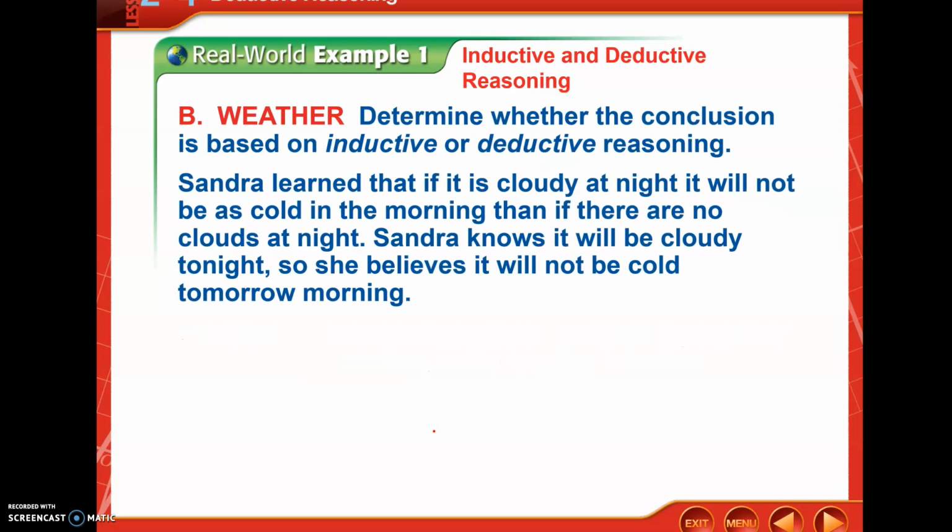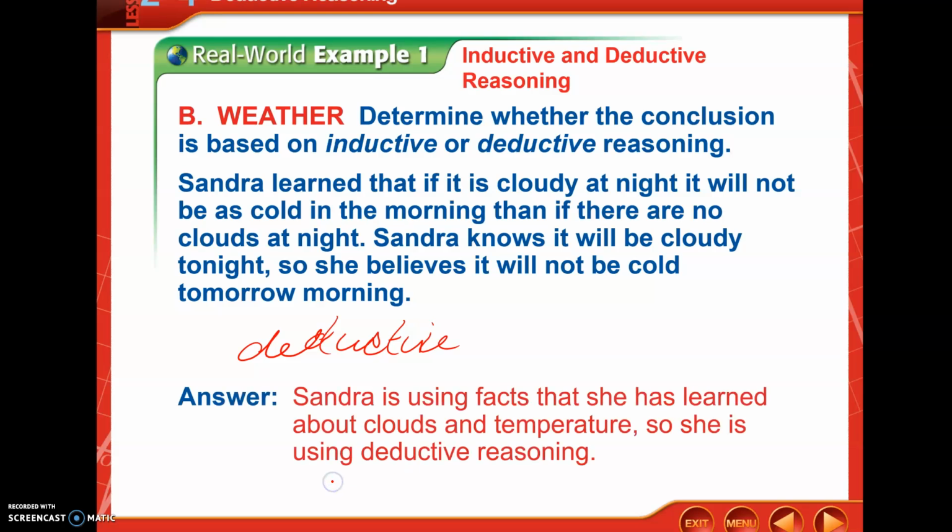All right, here's Sandra learned that if it is cloudy at night, it will not be as cold in the morning than if there are no clouds at night. So Sandra knows it will be cloudy tonight, so she believes it will not be cold in the morning. This is a fact of the clouds, so this is deductive. She's not looking at a pattern, she's looking at something she learned. So that's deductive reasoning.